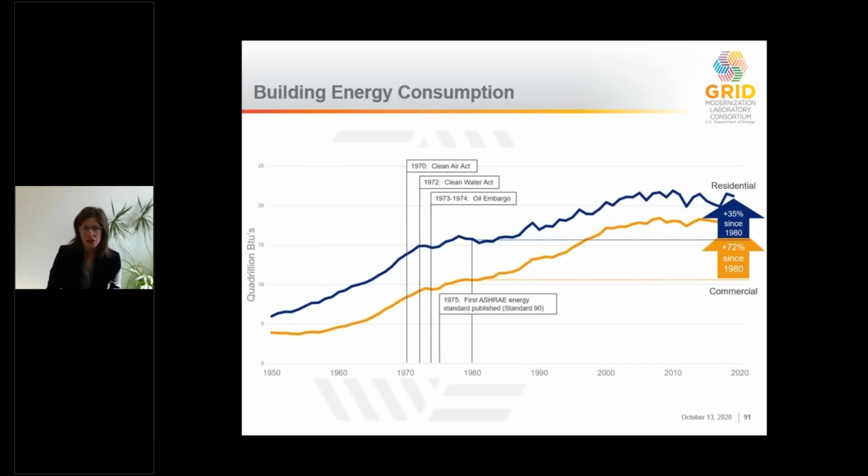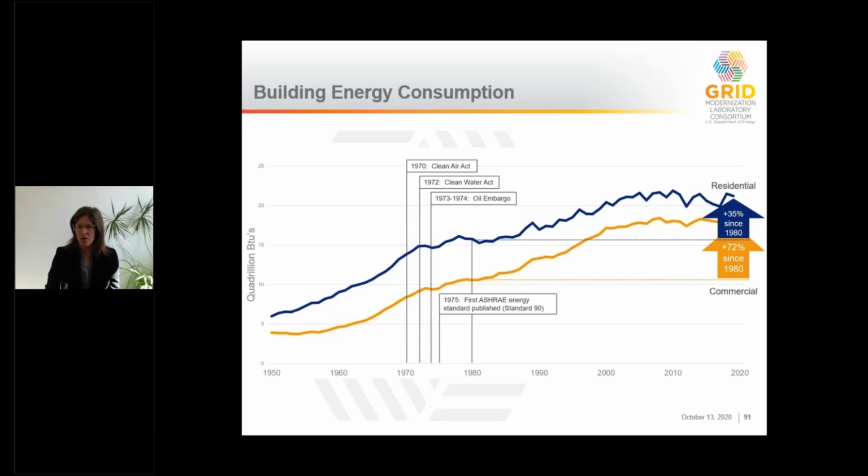This slide is just showing how buildings consume energy and how that's changed over the years. Since 1980, we've seen more than 35% increase in residential energy consumption and more than 72% in the commercial side as well. Of course, that's because we've had a lot more construction happening across the nation, but it's been a serious jump. And with that, we've had a lot of focus in the past on energy efficiency and how do we reduce building energy consumption.